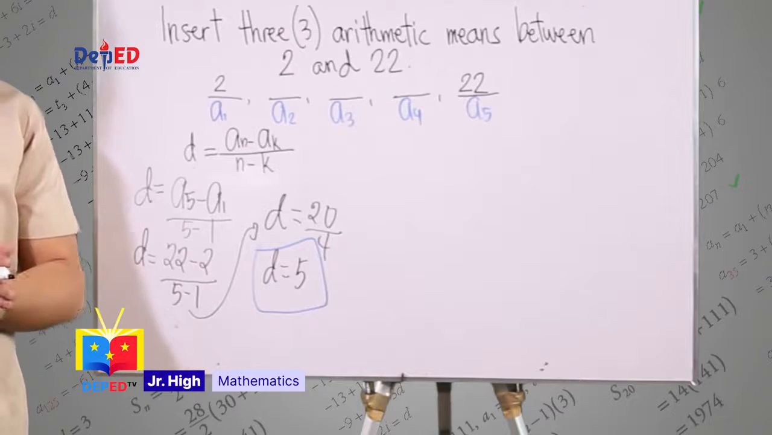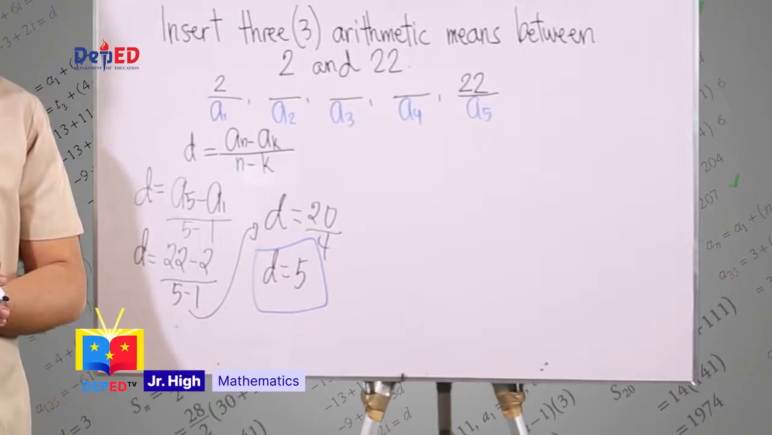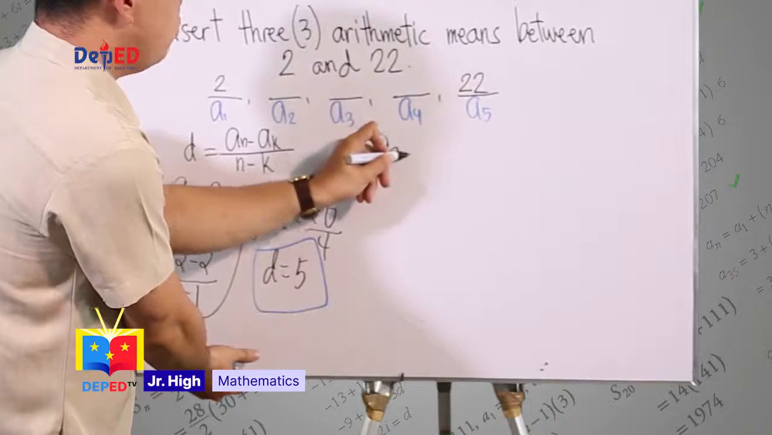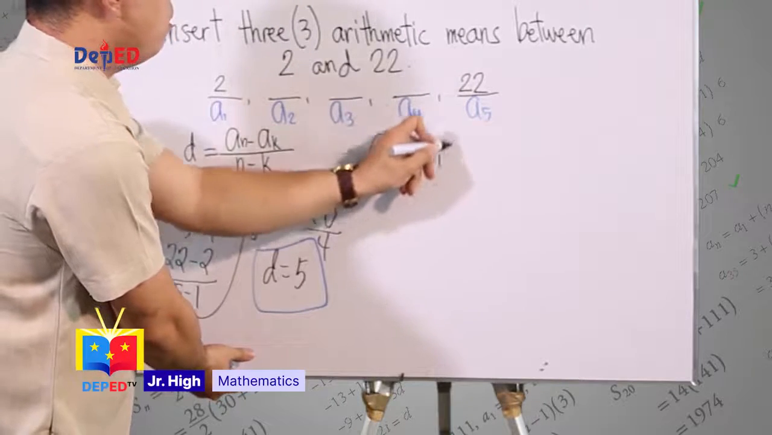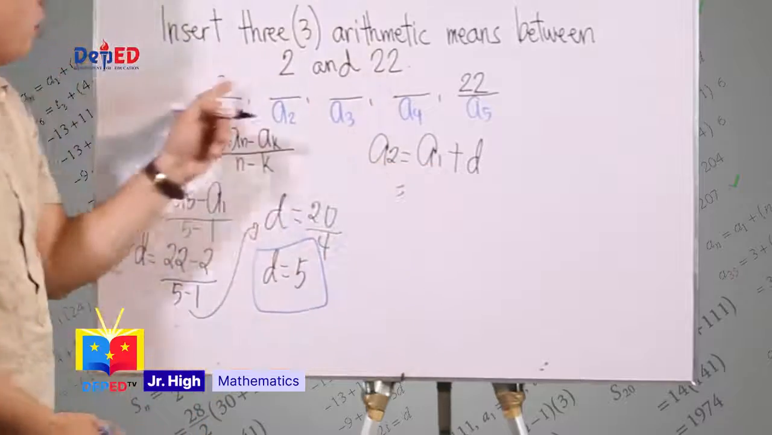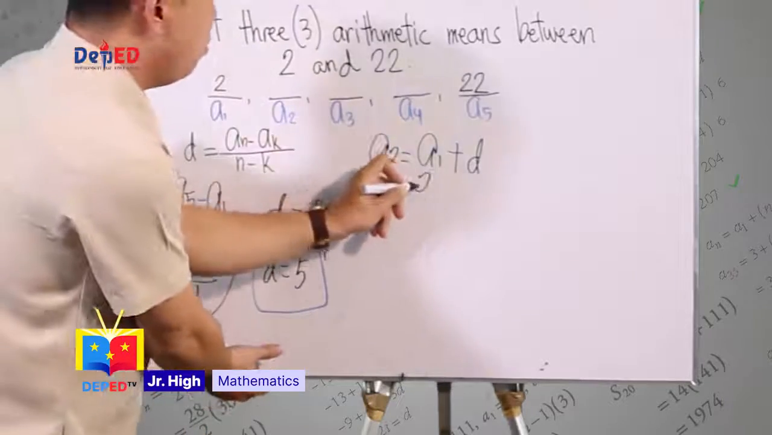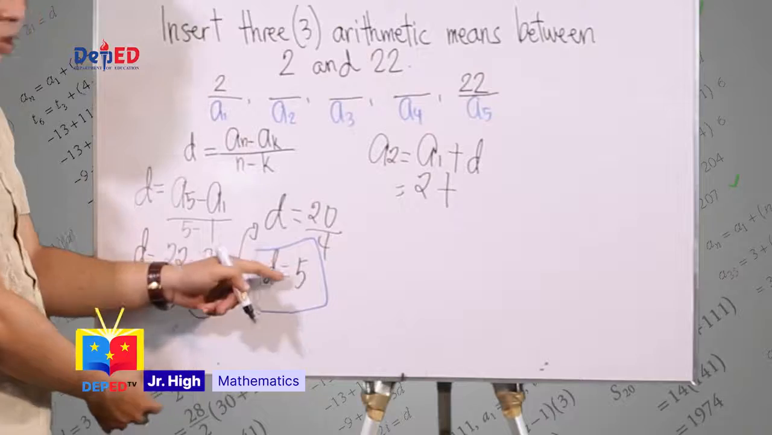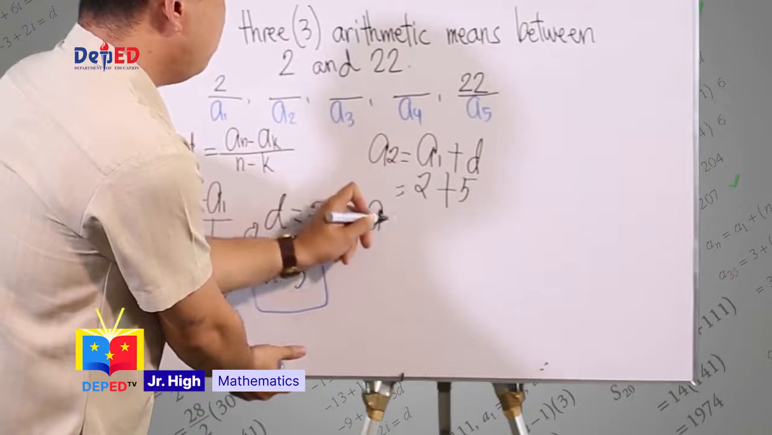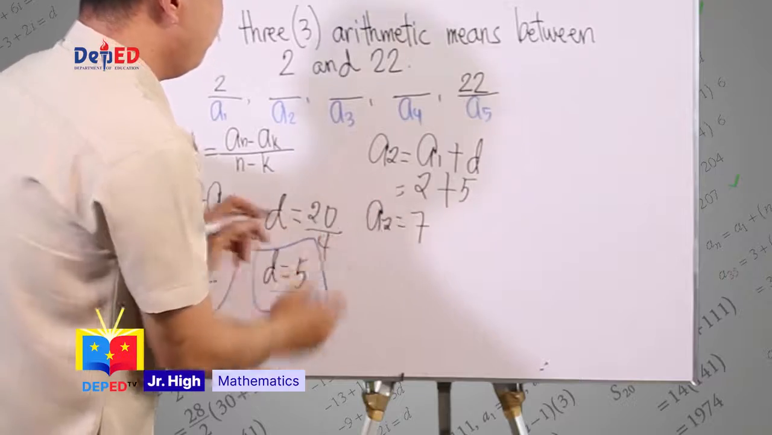Now, we will use the common difference d to solve for the unknown terms. For a sub 2, we will get the sum of the first term plus the common difference. That is, a sub 1 is equal to 2 plus the difference, which is 5. Our a sub 2 is equal to 7.